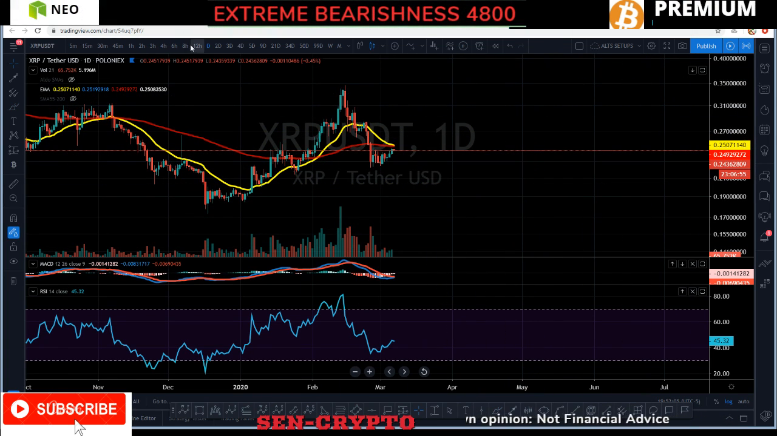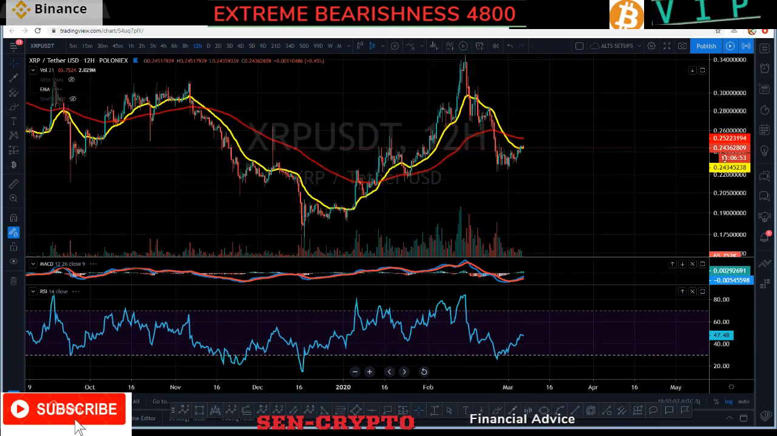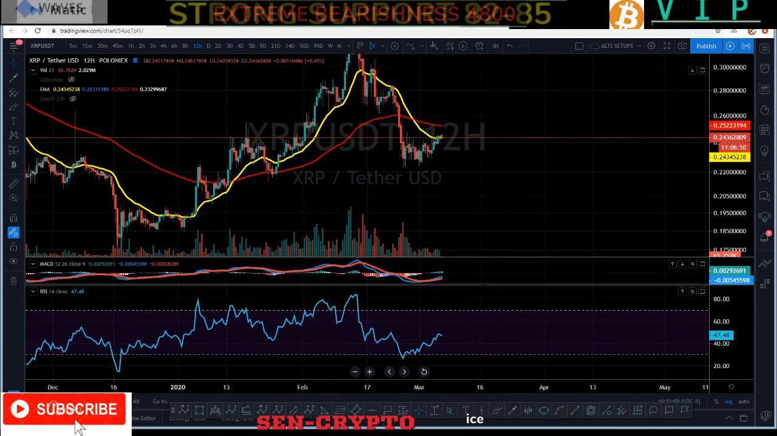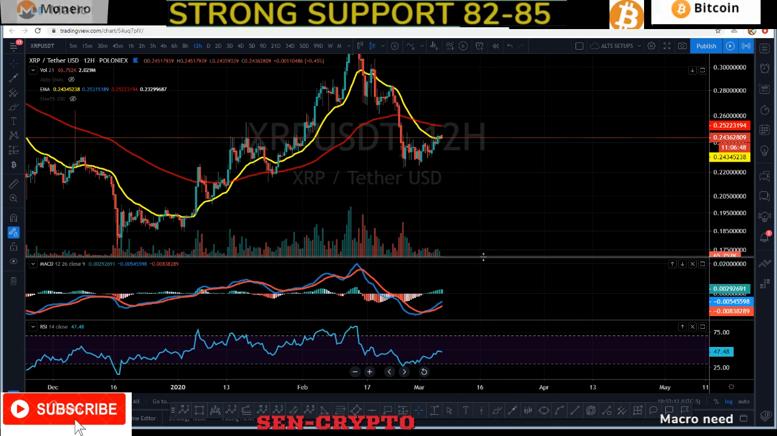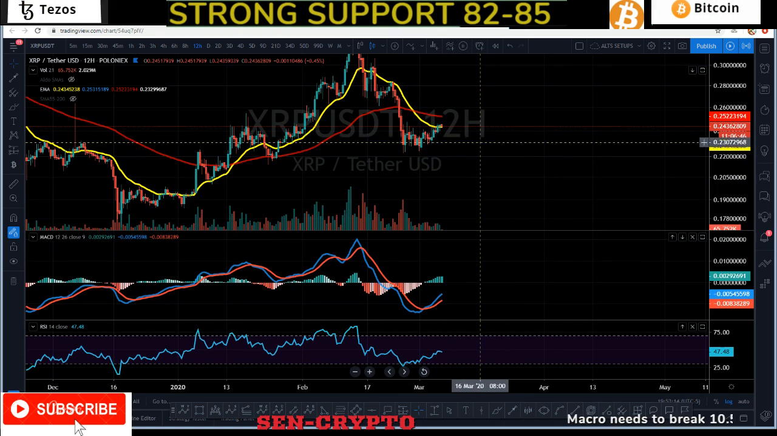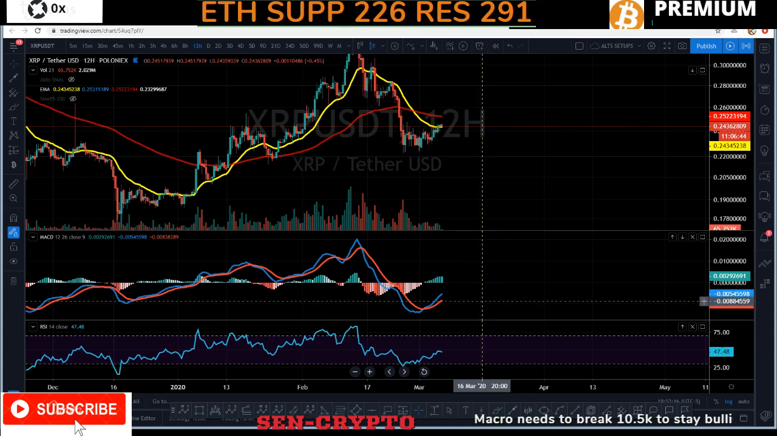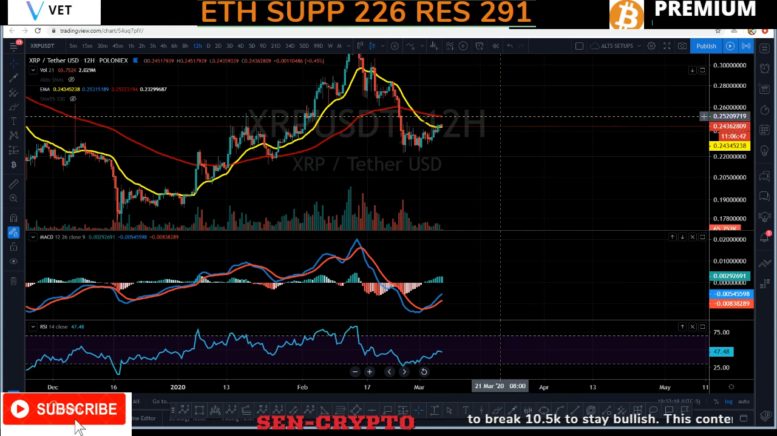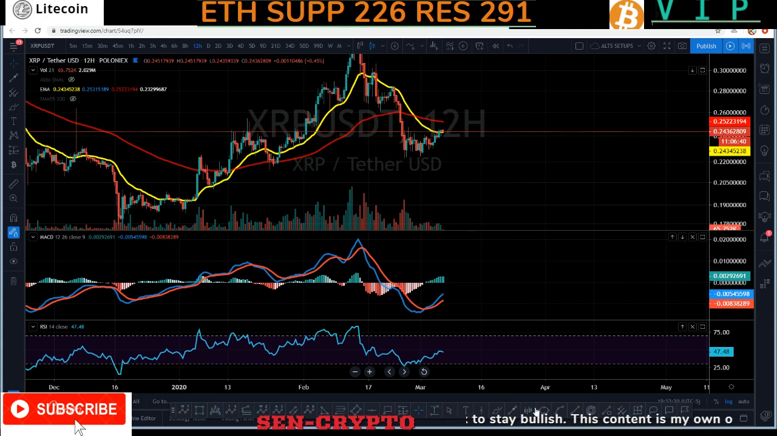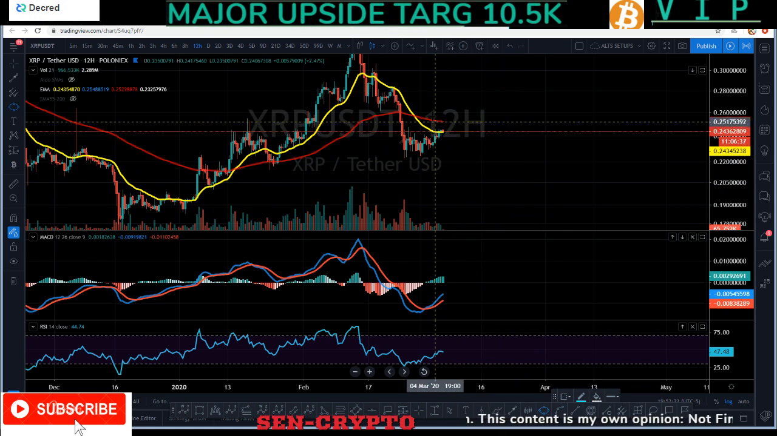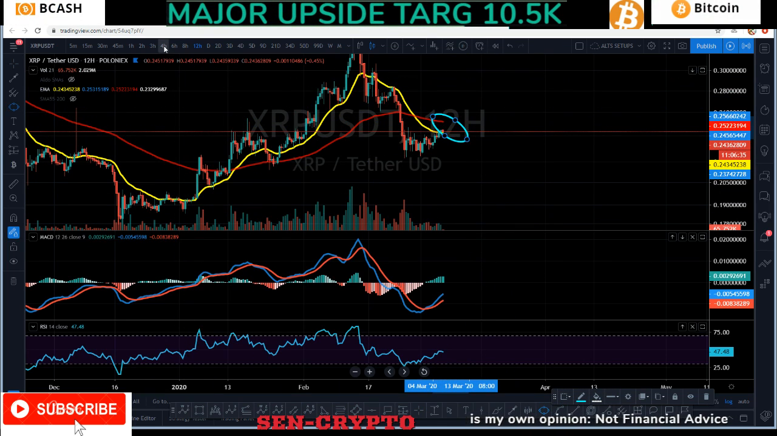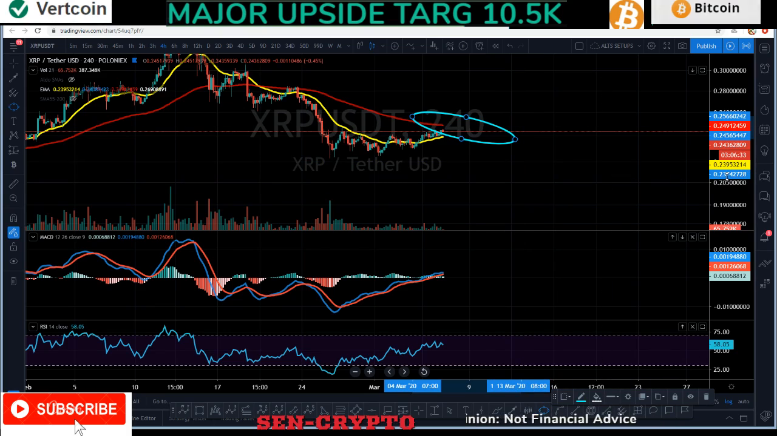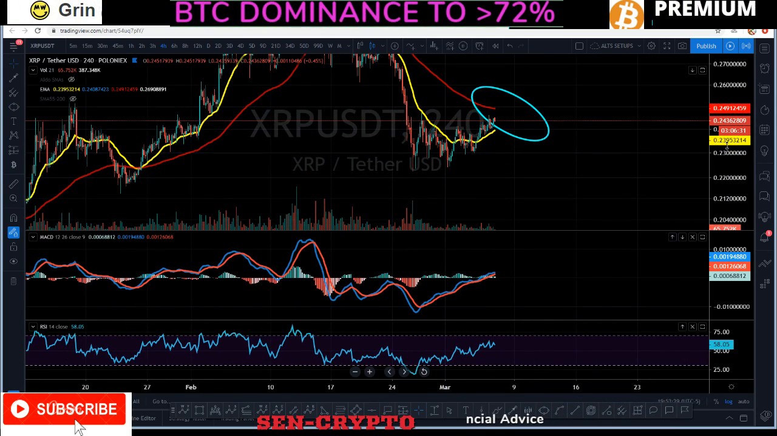Let's dive into the 12 hour and see how we're looking. So 12 hours, you could argue it's not looking bad. You gotta give it some time, but at the same time, guys, we still got some major resistance for XRP, just about this area, the 21 EMA on the 12 hour. Let's take a look at it on the 4 hour also.